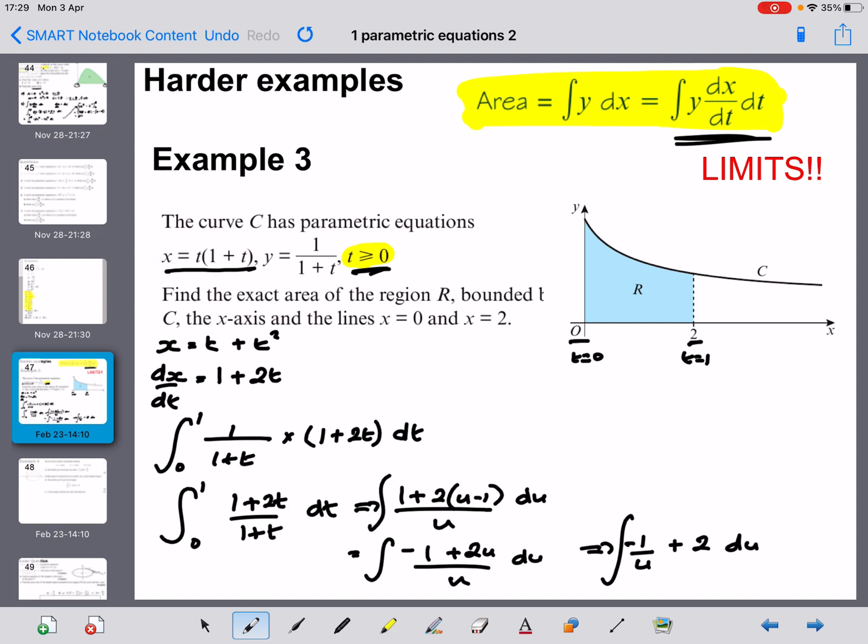Okay, once you integrate it and put t plus 1 back in, you'll end up getting the same answer of 2 minus log 2.